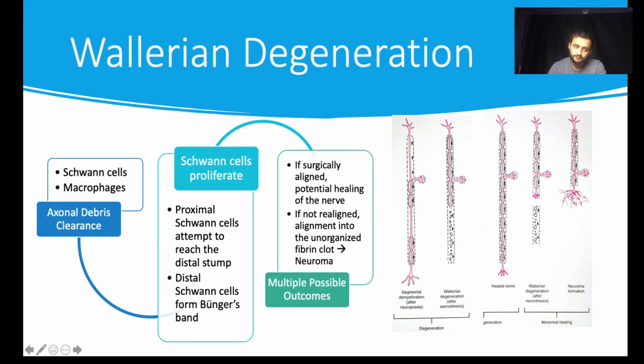Bungner's bands are capable of accepting regenerating axonal sprouts, and the Schwann cells are also constantly secreting neurotrophic factors to facilitate cellular repair and cell-cell adhesion molecules to direct axonal growth.